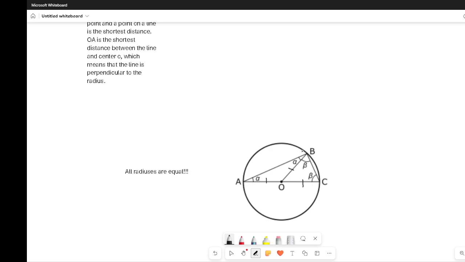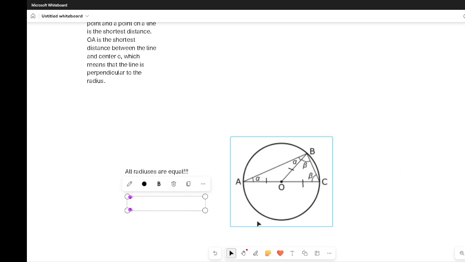So alpha is equal to alpha here. These are both beta. And the one that is going to be a right angle is going to be alpha plus beta. So we can write this out as like the sum of all the angles equals 180.